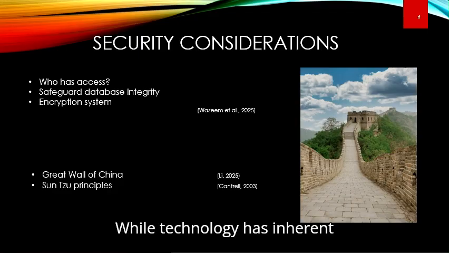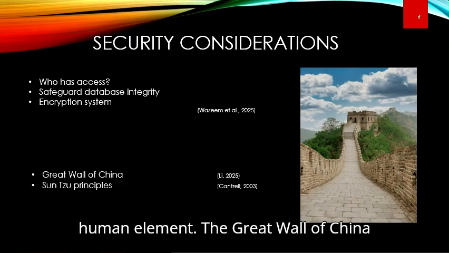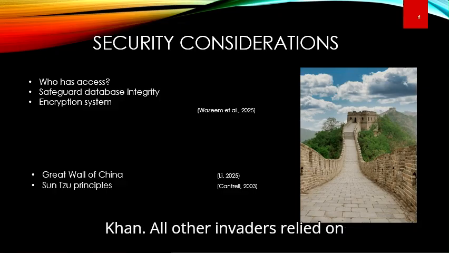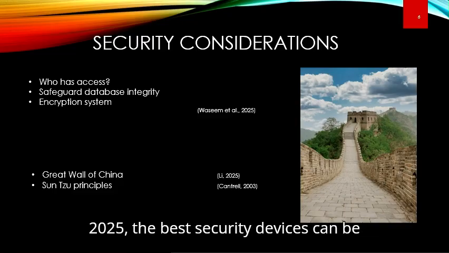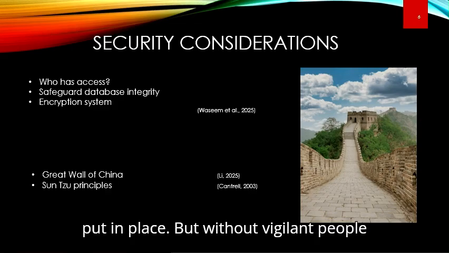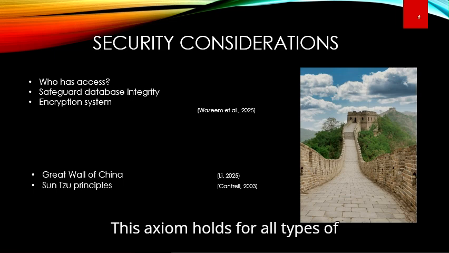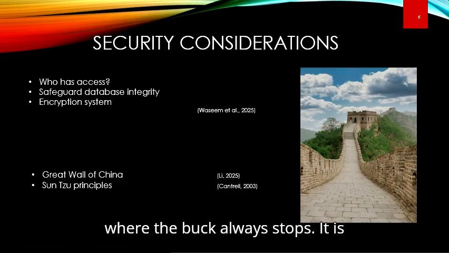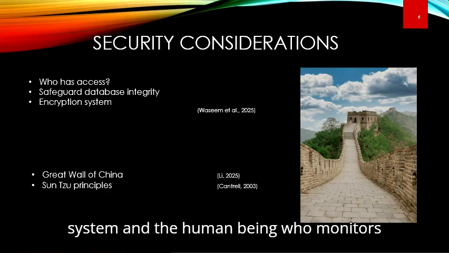While technology has inherent limitations, the strongest and weakest parts of any security system are the human element. The Great Wall of China was breached by only one man, Genghis Khan. All other invaders relied on internal compromise, according to Lee in 2025. The best security devices can be put in place, but without vigilant people keeping watch, no real security exists. This axiom holds for all types of security, whether physical or in cyberspace. In the end, human beings are where the buck always stops. It is the human being who creates the security system and the human being who monitors it.